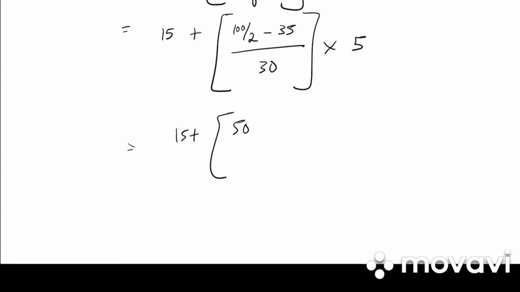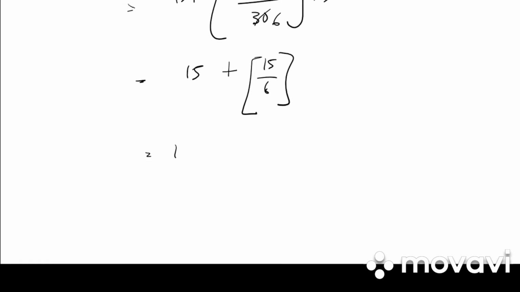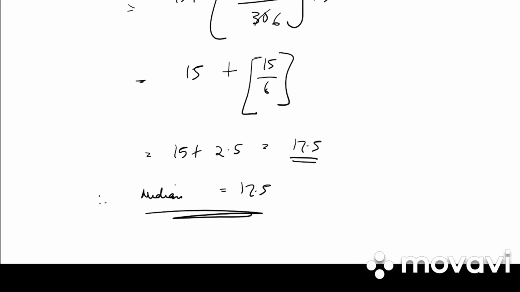15 plus 50 minus 35 divided by 30 into 5. 5 ones are 5, 6 are... 15 plus 15 divided by 6. 15 plus 2.5, that is 17.5. Therefore, median is equal to 17.5.